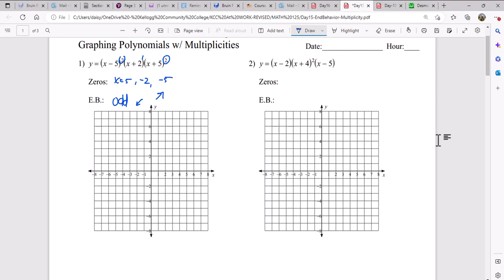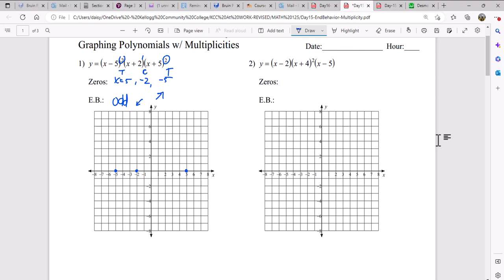So here at this one, this is going to touch because it's an even multiplicity. At -2, it's going to cross, and at -5, it's going to touch. So let's put these things here. I've got -5, I've got -2, and I've got +5. So these are the 3 places that it's going to come from.